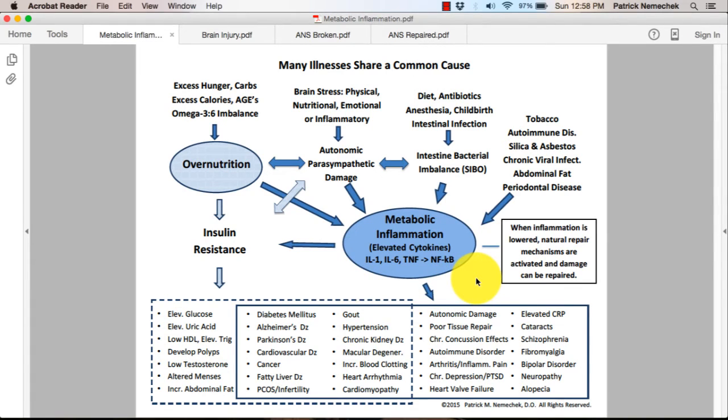We normally think of inflammation in a bad way. Inflammation in reality is how your body fights infection and repairs tissue. That's often referred to technically as tissue inflammation. That's when things get red and swollen and so forth. Metabolic inflammation is a little different.